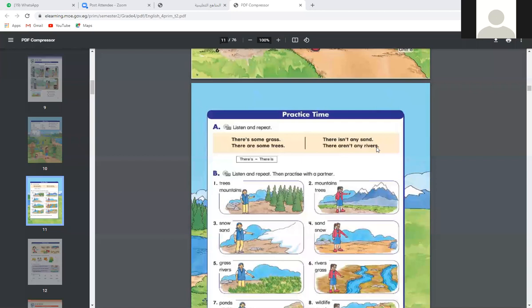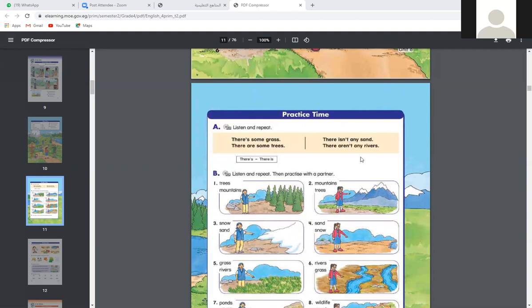So at the end of this grammar lesson, we say that after there is, I put a singular noun, and after there are, a plural noun. I put some in affirmative sentences. There are some trees, there are some mountains, there are some rivers. Can I say there are some grass? No, I cannot say there are some grass because grass is uncountable. I cannot count the grass, okay? So I will say there is some grass.